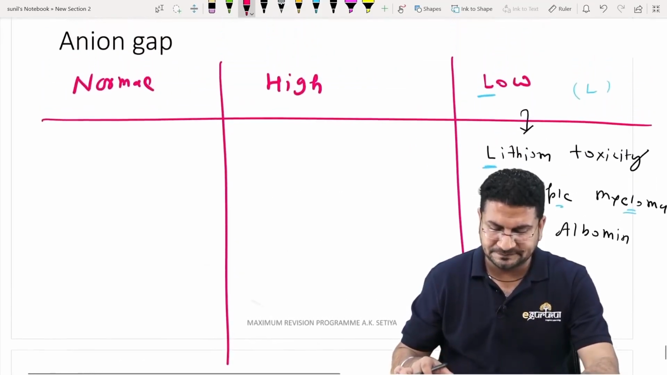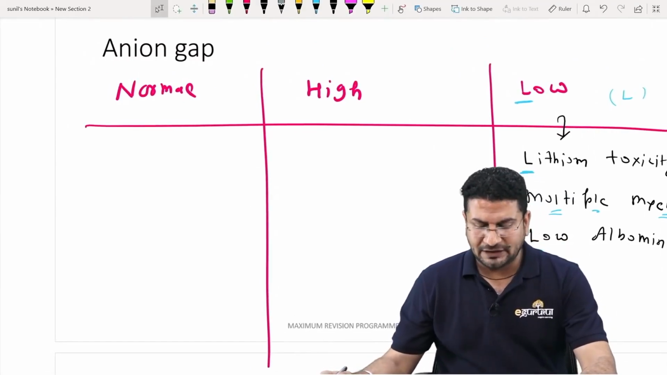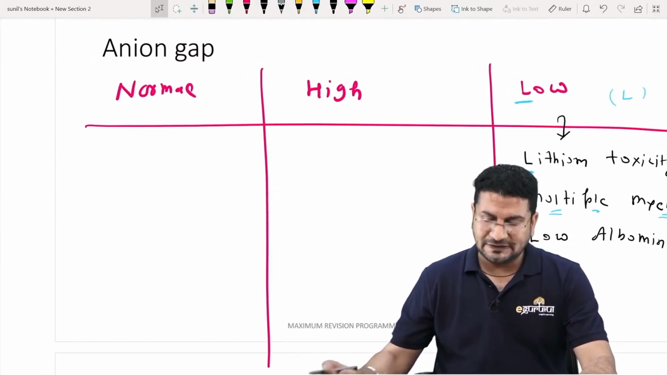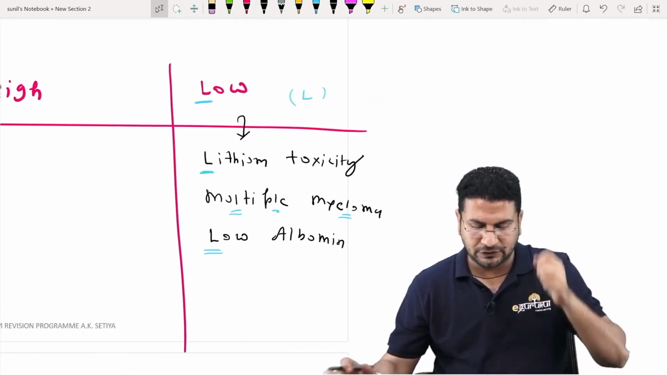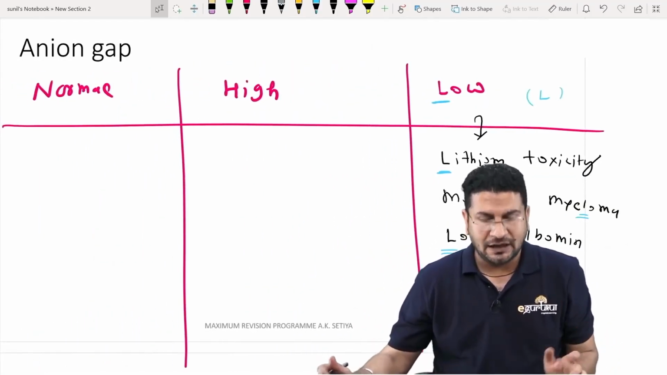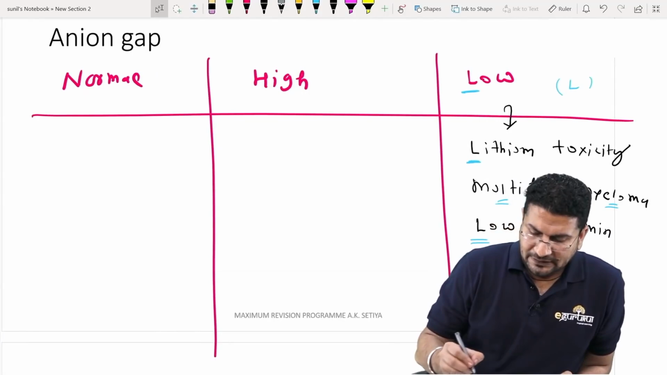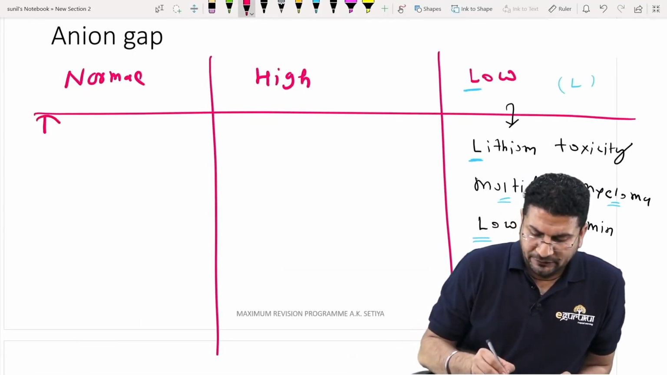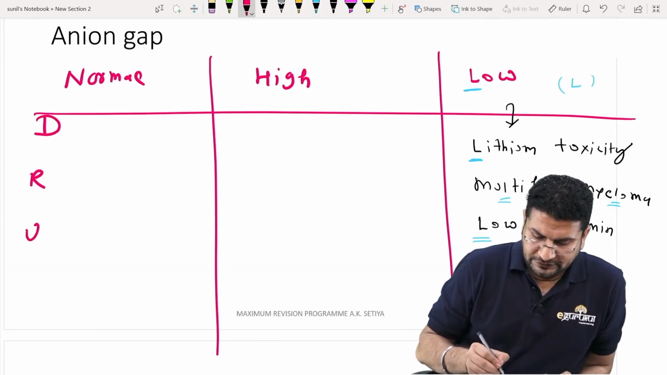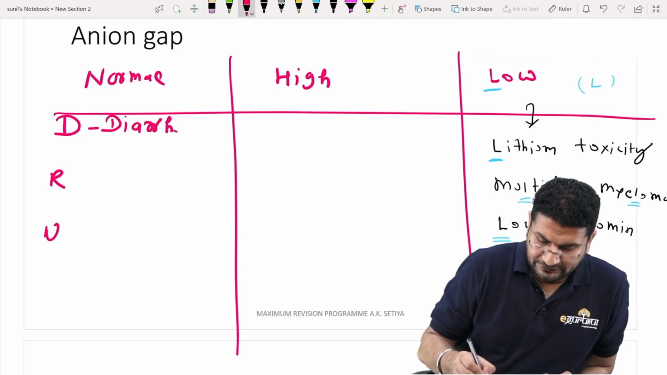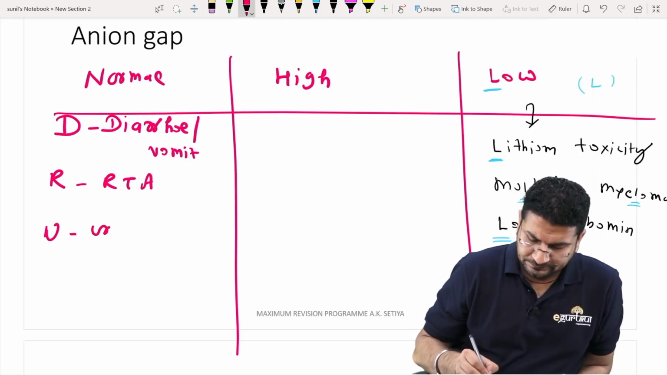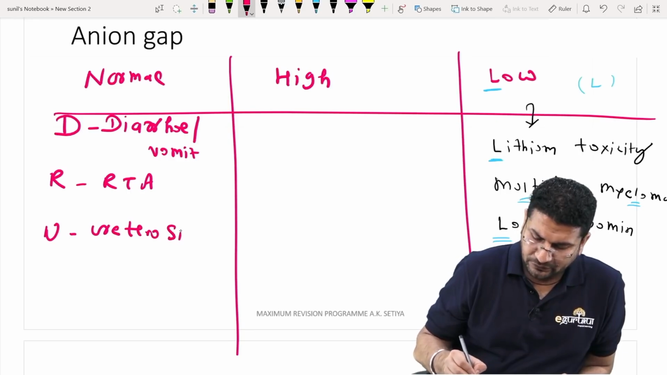So understand this. We have different types of anion gap: normal anion gap, high anion gap and low anion gap. The first important thing is they ask questions on this. All are causes of low anion gap except, all are causes of high anion gap except, all are causes of normal anion gap except. If I say normal anion gap, where will you see it? Normal anion gap you will see in DRU, means diarrhea. You can see this in diarrhea or vomiting. RTA is renal tubular acidosis and ureterosigmoidostomy.